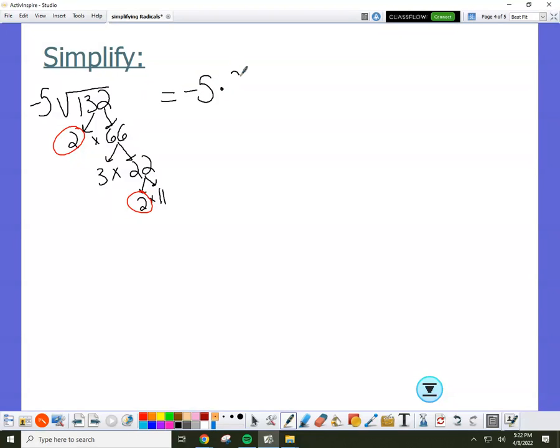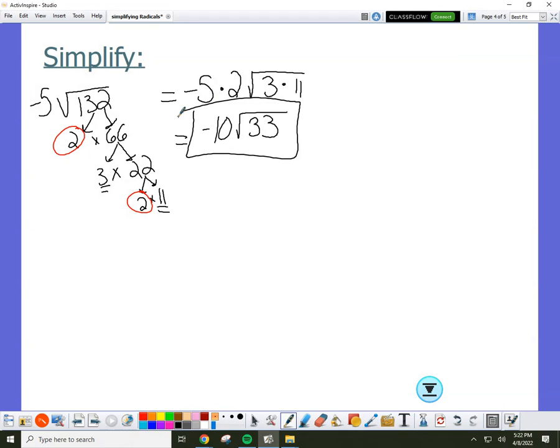So the 2s get to escape. So we're going to do -5 times 2. We put our square root. And then what's still left over? Okay, 3 didn't get to escape, and 11 didn't get to escape. So 3 times 11. Now we do our multiplication. -5 times 2 gives us -10. And then 3 times 11 gives us 33. And that's all we could do to simplify.